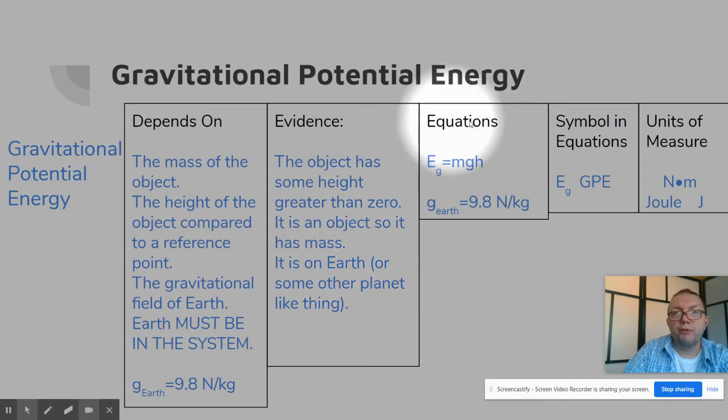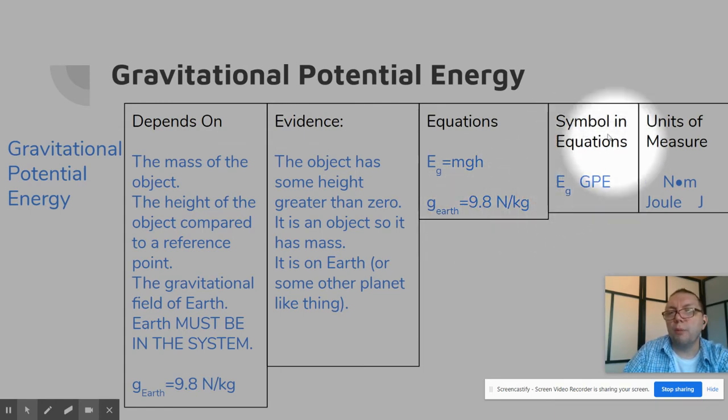The equation for gravitational energy, energy, which kind? Gravitational. Glad you asked. Gravitational energy is mass times G, and G is the gravitational field of the Earth. So mass times G times the height. And again, remembering G is that 9.8 newtons per kilogram.